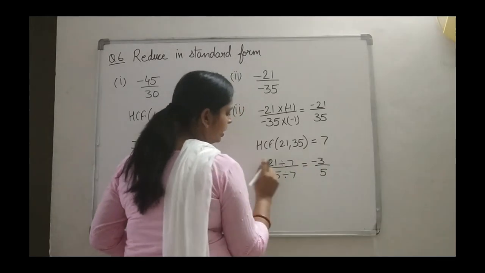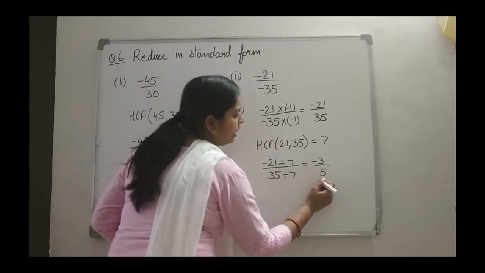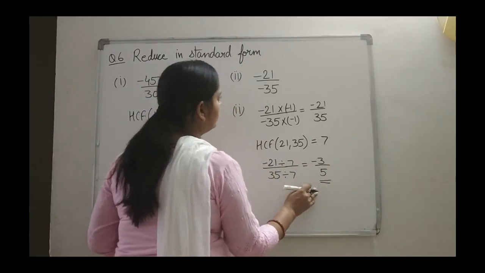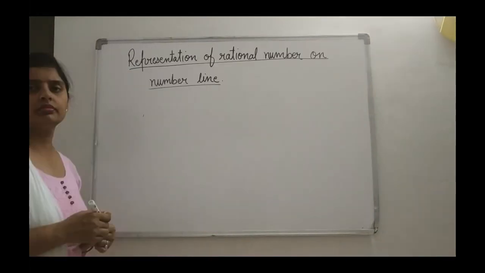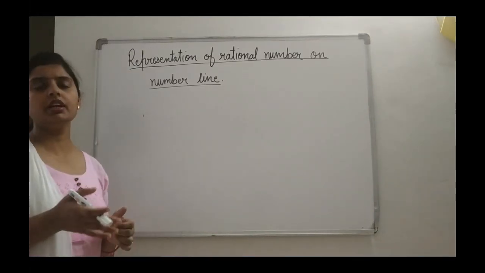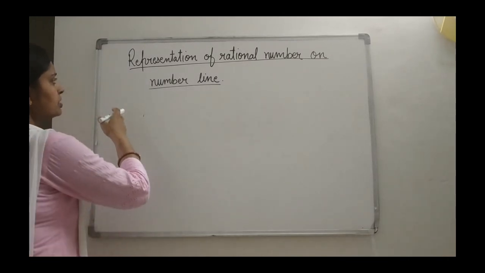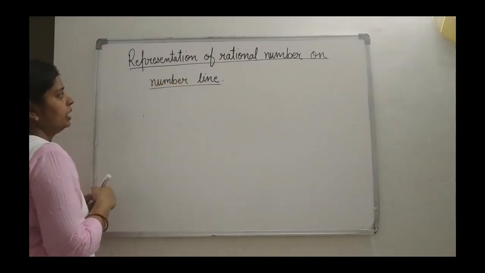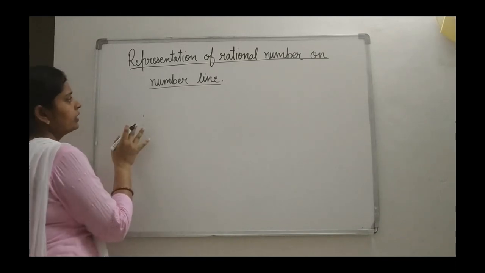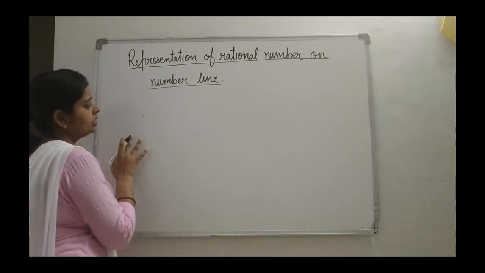Here is negative, so the negative sign will be there, and this is your standard form for the given rational number. Yes, now we are done with Exercise 3.1 completely. Now the next topic we have is the representation of a rational number on a number line. If a rational number has been given, we have to represent it on the number line.